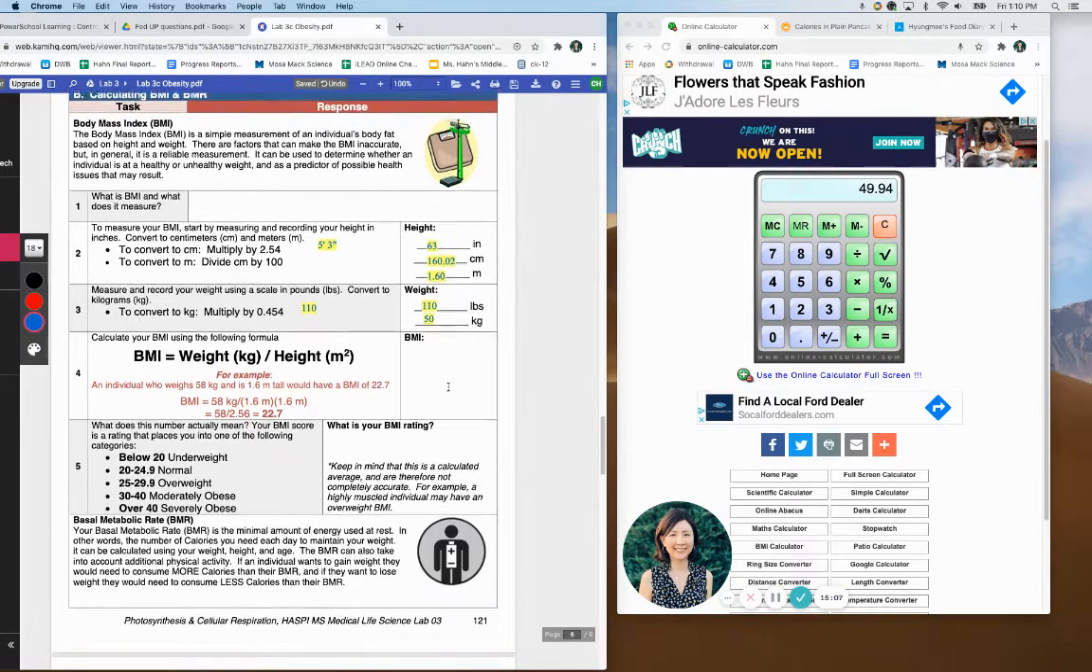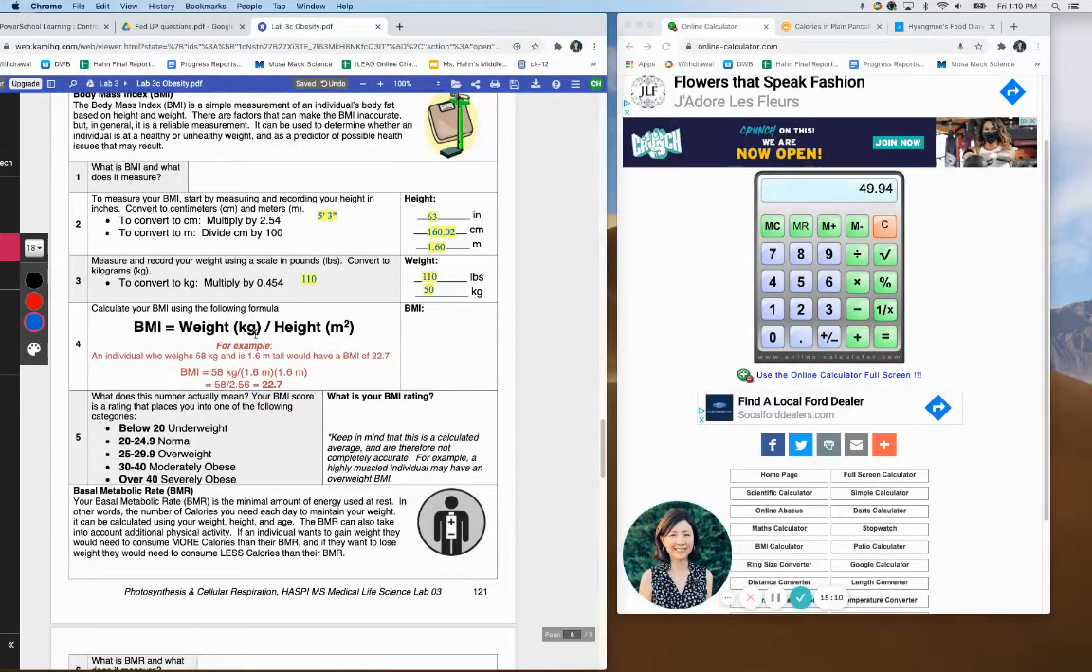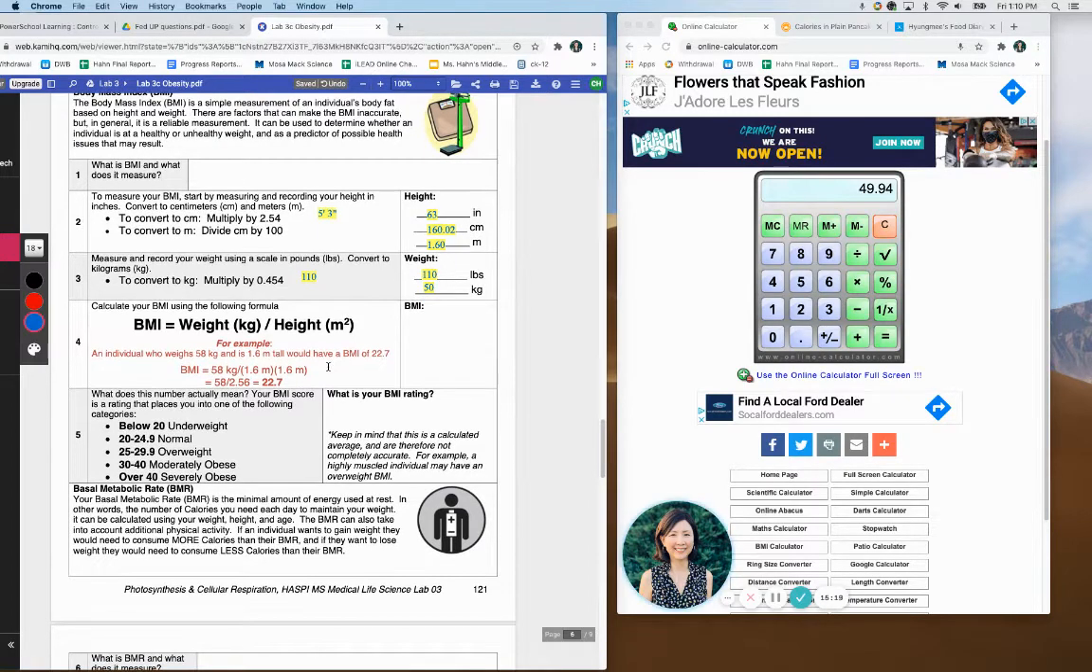Okay. So now I need to calculate my BMI. It's going to be my weight in kilograms divided by my height squared. So it's going to be my weight in kilograms, 50, divided by my height, which is 1.60 squared. Can I do a square? Oh, there I go. Okay.